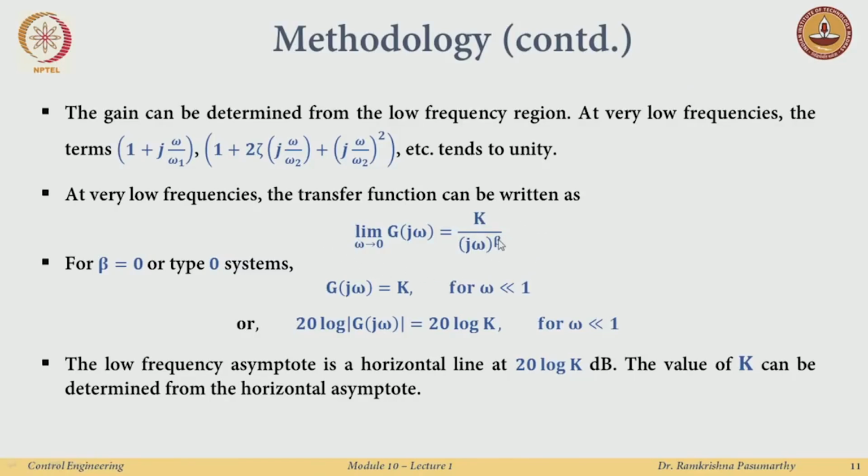Here beta is the type of the system. If it is just a type 0 system, G of j omega equals K for very low frequencies, or in the log scale 20 log G of j omega would just be 20 log K. So the low frequency behavior is just a horizontal line at 20 log K dB, a constant line across all frequencies if I keep on drawing this. This is the low frequency behavior when I have a type 0 system.